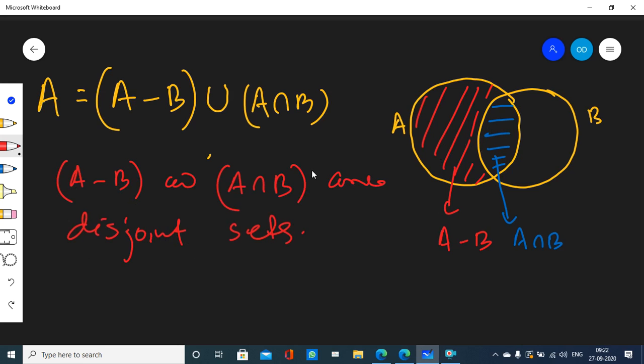They have nothing in common. Red, blue have nothing in common. So if they are disjoint sets, then you see for yourself. Suppose I want to find the cardinality of set A. Okay, cardinality of set A.